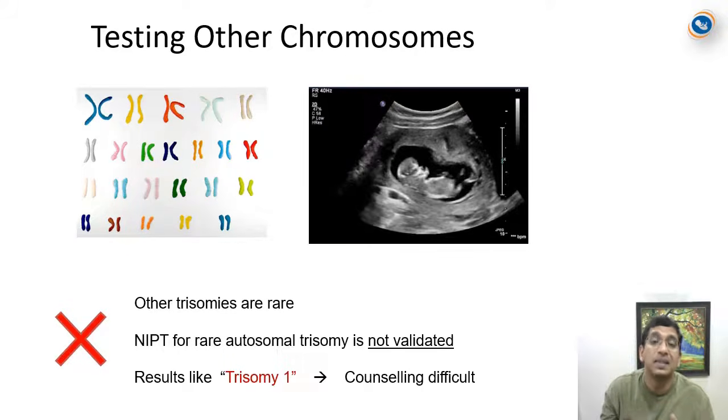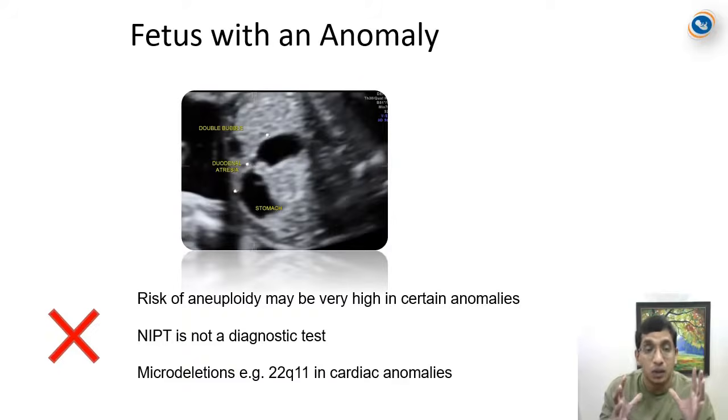Now, a fetus with an anomaly. If you have a fetus with an anomaly which is strongly suggestive of a chromosomal disorder, like say duodenal atresia, should you do an NIPT? Absolutely not. Why? Because the risk of aneuploidy in duodenal atresia is high, there is a 30% risk of Down syndrome. And NIPT is just a screening test. It's not a diagnostic test. Also, some anomalies like cardiac anomalies may be associated with microdeletions like 22q11, which will not be detected correctly on NIPT.